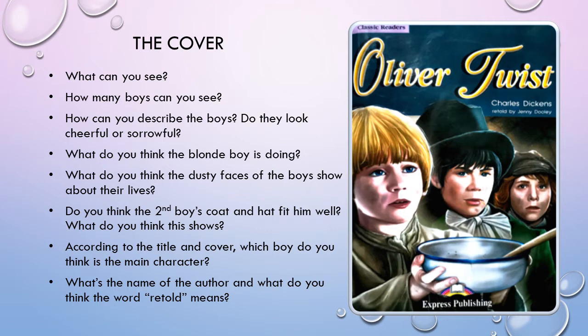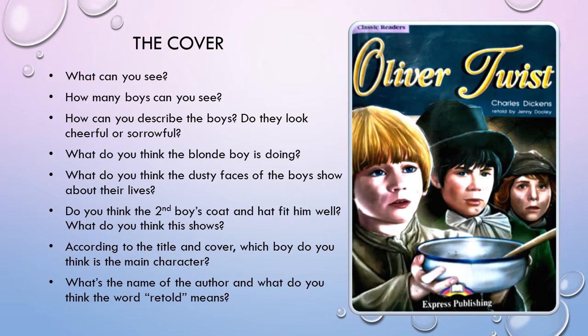According to the title and cover, which boy do you think is the main character? The main character is called Oliver Twist, and as we saw in the previous slide, the boy was holding a bowl asking for more food. So the blonde boy on this cover is the person in question, or the person I'd like to call the main character or the protagonist of the story. He's the most important one in our story. And to tackle the characters, we have a lot of things that we're going to discuss in the next slides.